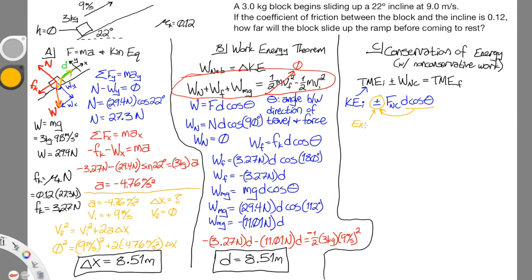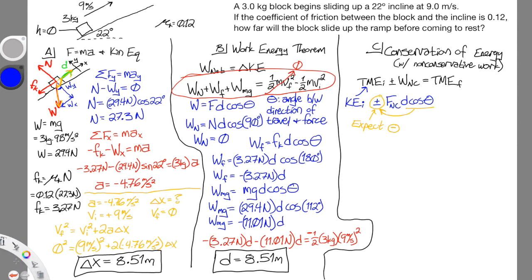Friction always works against motion. So friction almost always is taking energy away from our system. So I'm expecting to get a negative sign there. We'll see if I actually do. If not, I've done something wrong.